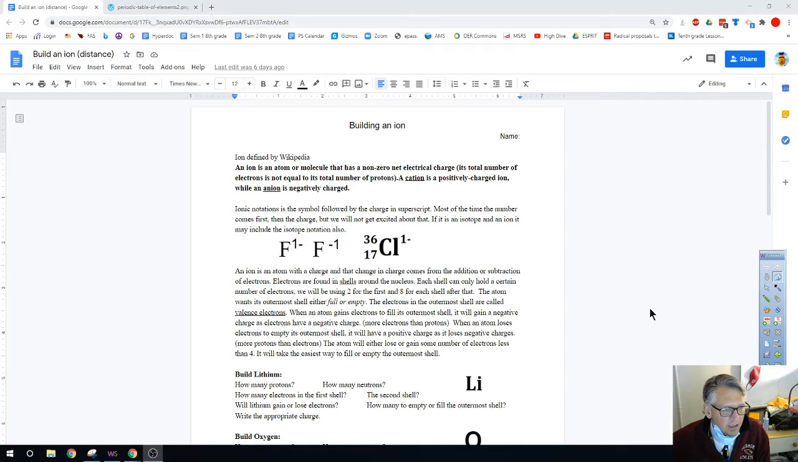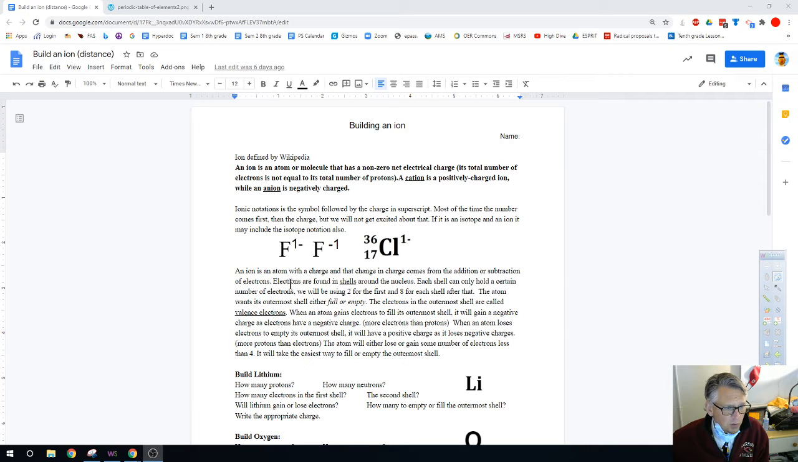We are going to correct the building an ion worksheet. And as we go, I just want to highlight some of the reading. When we give the charge, technically it's supposed to be the number, then the minus. But I'm not going to get hung up on that, whether it's F1 minus or F minus 1.